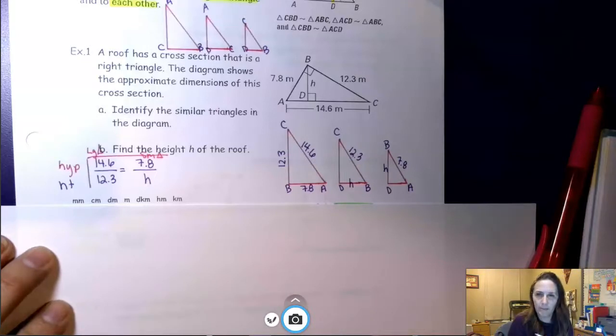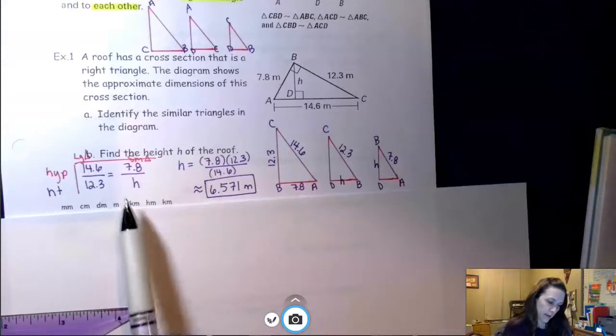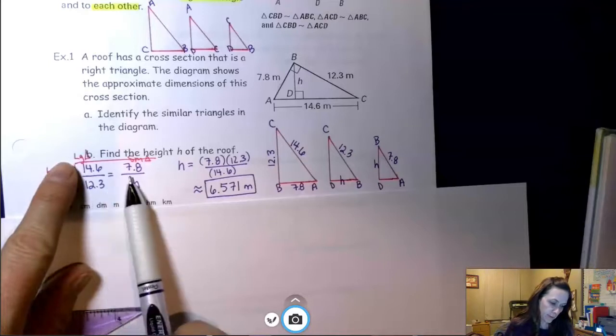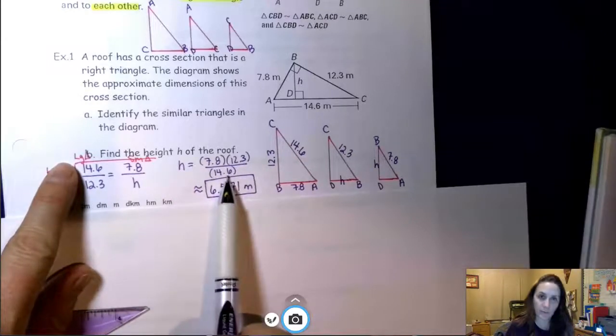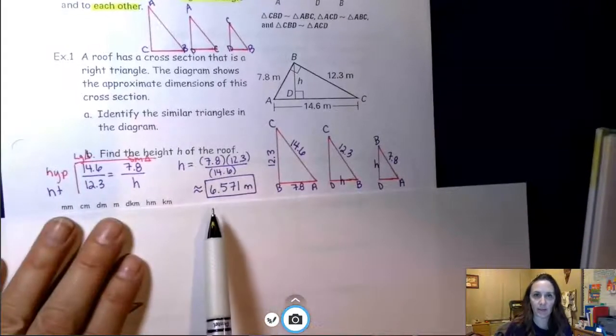I know we can all cross multiply and divide. I'll go ahead and pause while we do that. Some of our videos get so long. So cross multiplying, I get H times 14.6, 12.3 times 7.8, and then I'm going to divide by 14.6. So all of us are using calculators right now. We can get 6.571.